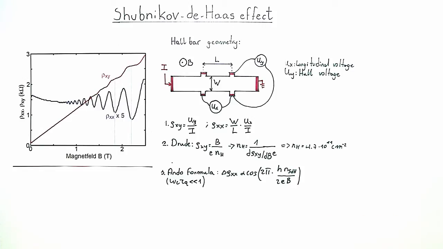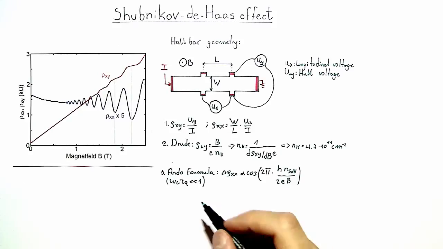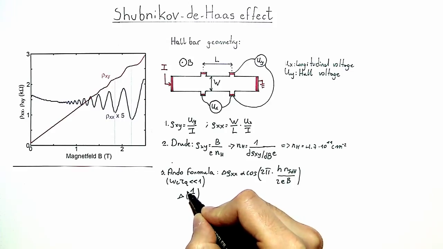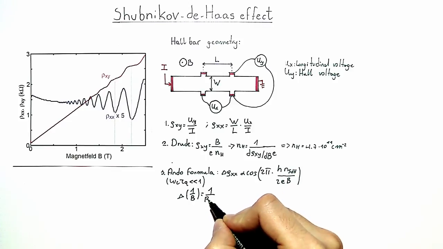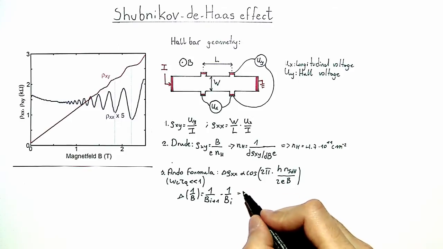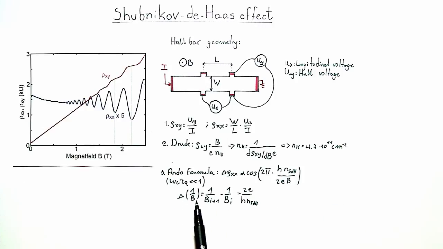So, as already mentioned, we see again that the resistivity is periodic in 1 over B, since the B here is in the denominator and not in the numerator. And we also see that this expression paves the way for the determination of the electron density from these oscillations. What we have to do is find the period in 1 over B. So what we want to find is delta 1 over B, and now I'll explain what this means.